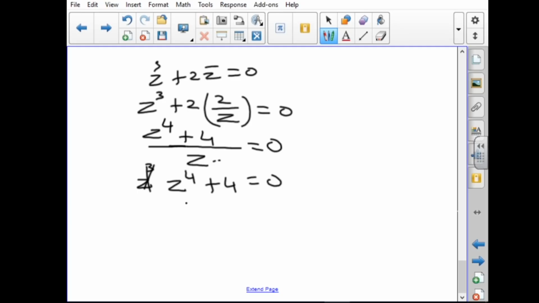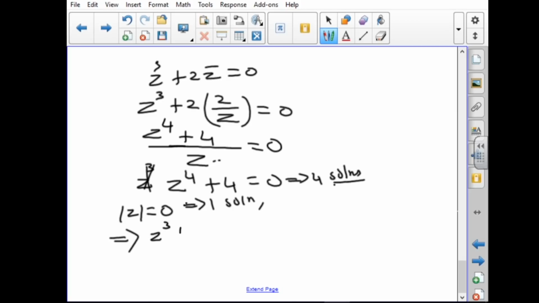So, we get 4 roots from this, 4 solutions from this equation, and previously we have found that modulus of Z is equal to 0. So, modulus of Z equal to 0 is a result. Here one solution, and here we have 4 solutions. So, totally, we say that Z cube plus 2Z bar is equal to 0 has 5 solutions. Hence, we have proved this.